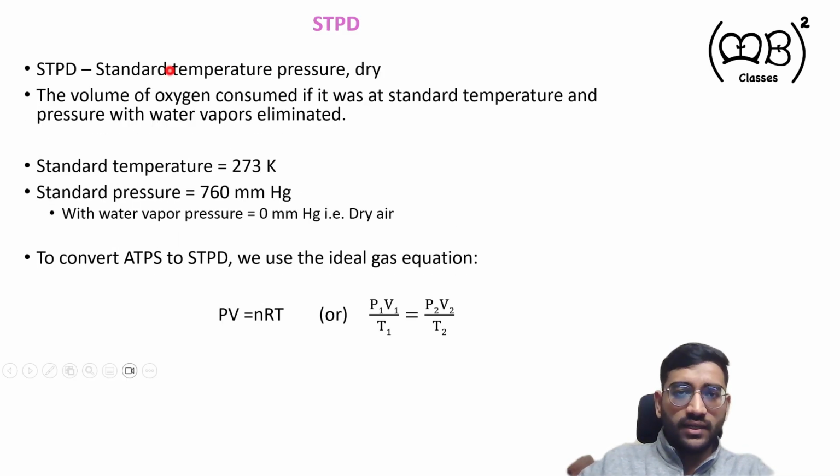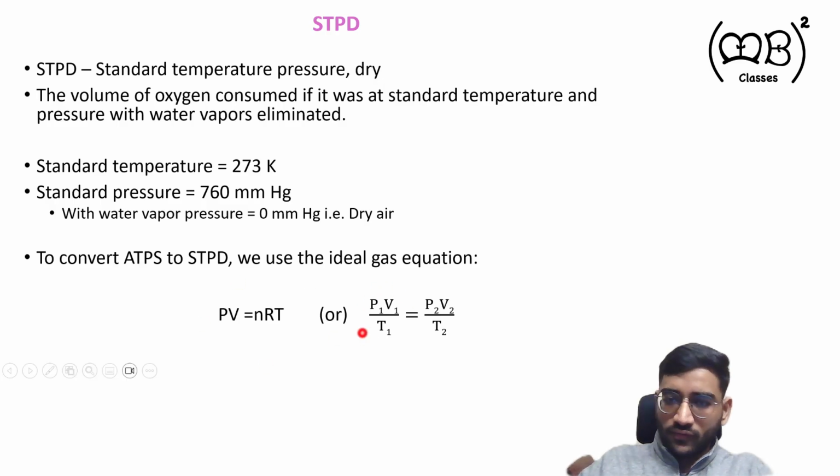STPD is the standard temperature and pressure of dry air. So standard temperature is 273 Kelvin. The standard pressure is 760 millimeter of Hg, and the water vapor pressure is 0, that is the dry air. To convert ATPS to STPD, I would use the ideal gas equation, which is PV equals nRT. If I remove the constants n and R, then it would come out to be P1 V1 by T1 is equal to P2 V2 by T2.